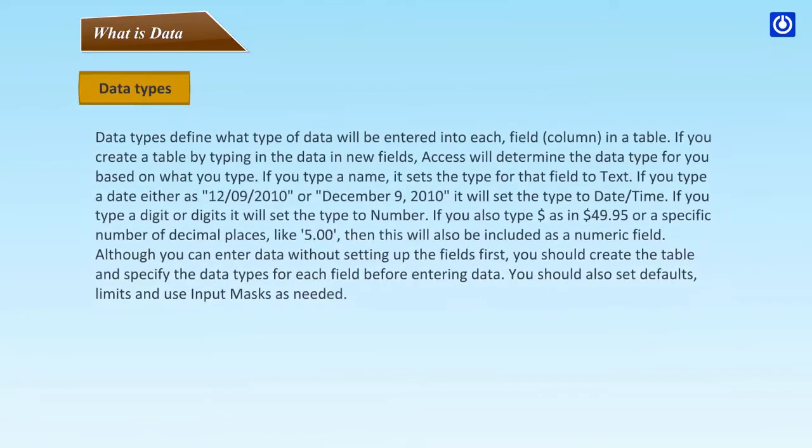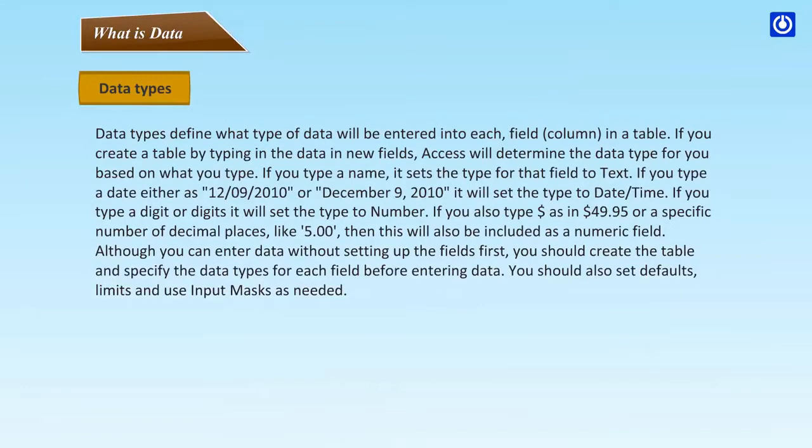Data types. Data types define what type of data will be entered into each field column in a table. If you create a table by typing in the data and new fields, Access will determine the data type for you based on what you type. If you type a name, it sets the type for that field to text. If you type a date, either as 12/9/2010 or December 9, 2010, it will set the type to date and time. If you type a digit or digits, it will set the type to number.